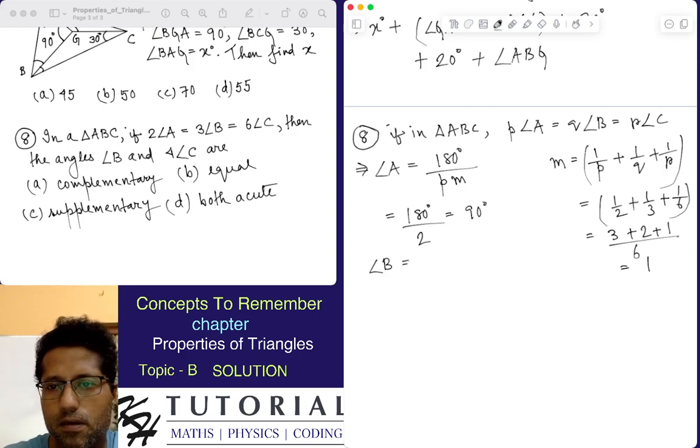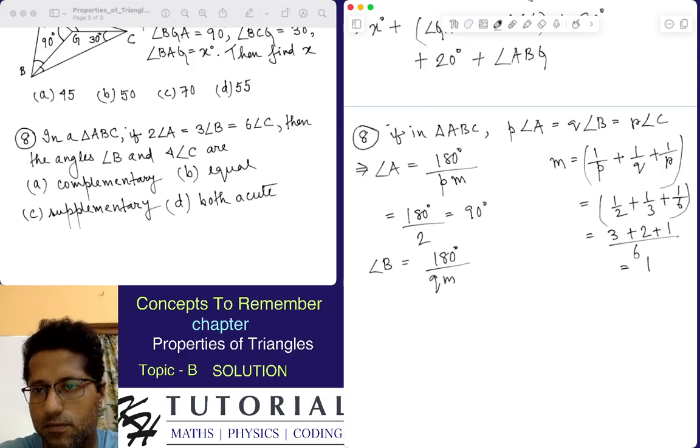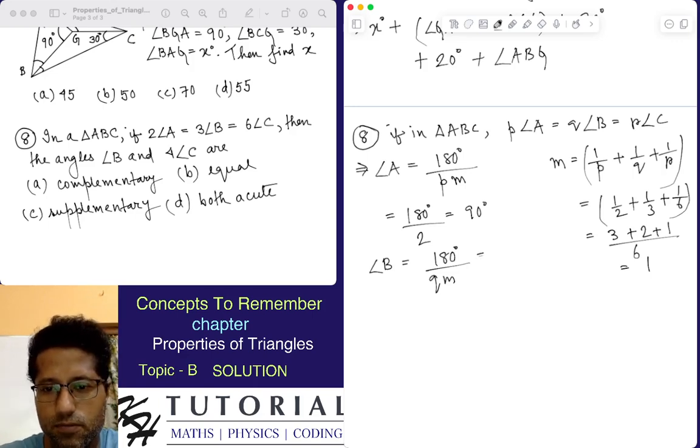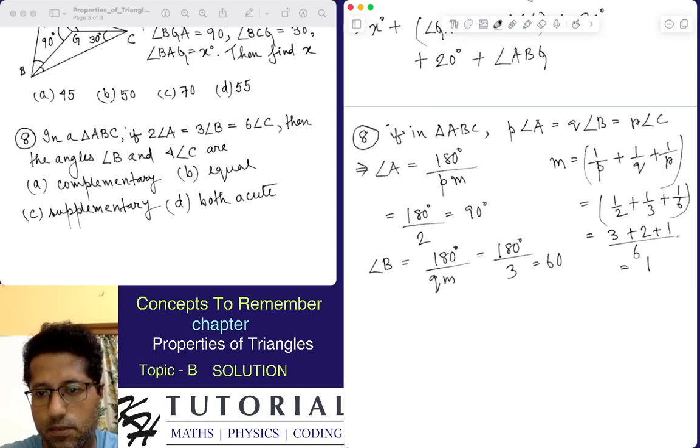What is angle B? Angle B will be, the formula is 180 degrees divided by Q into M. What is Q? Q is the number associated with angle B in the given relation. So we have P times A is equal to Q times B, which is equal to R times C. So from here we will get Q. Now in this problem, this becomes 180 degrees, M is 1, and Q is 3. So this is 60 degrees.